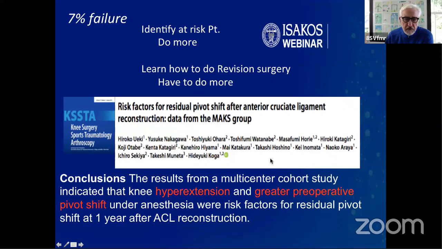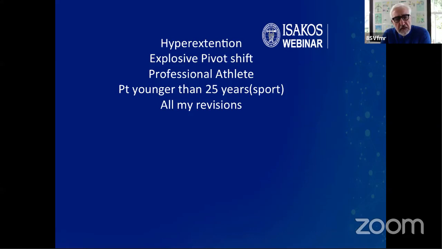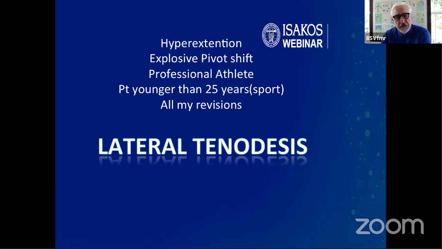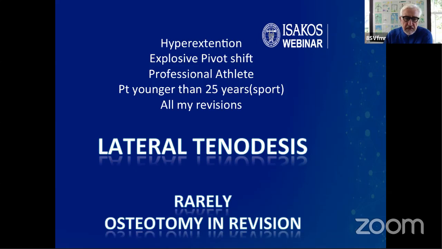So these are the ones that I look at that I think need more in my practice. Patients with hyperextension, patients that have explosive pivot shift tests, the professional athlete, the guy that cannot afford to have a re-injury, and active and young people that are still doing sport. And in all my revisions, I think I have to do more. And what do we do? I think the new buzzword now is the lateral tenodesis. And I'm just going to say a little bit about that.